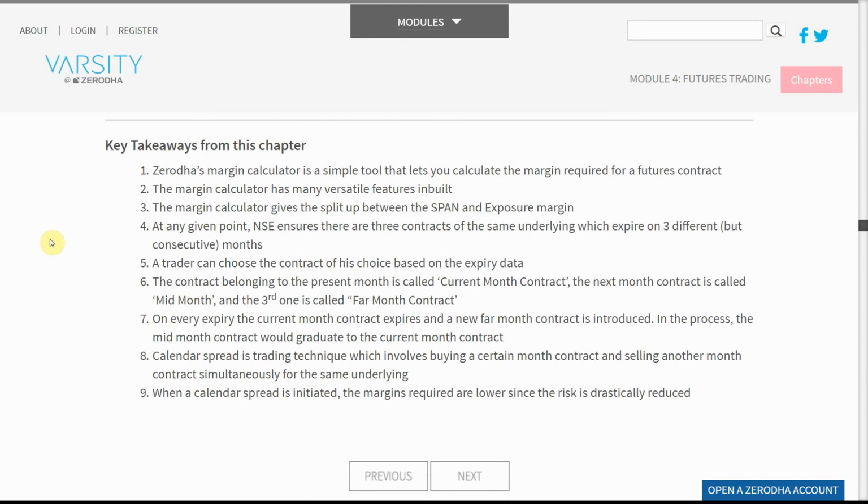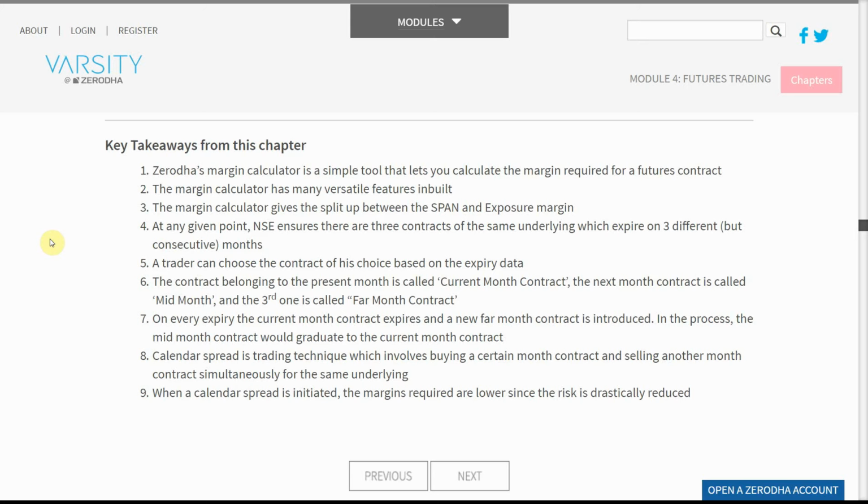Key takeaways from this chapter. Zerodha's margin calculator is a simple tool that lets you calculate the margin required for a futures contract. The margin calculator has many versatile features inbuilt. The margin calculator gives the split up between the SPAN and exposure margin. At any given point, NSE ensures there are 3 contracts of the same underlying which expire on 3 different but consecutive months. A trader can choose the contract of his choice based on the expiry date.